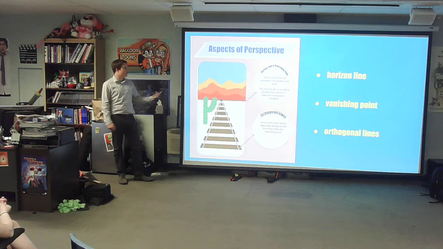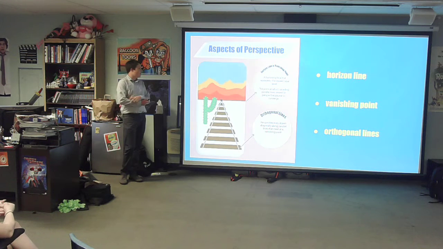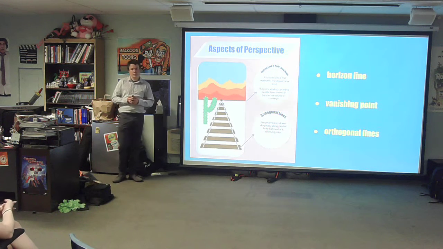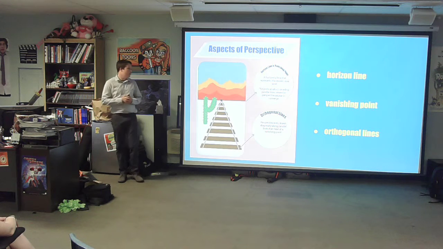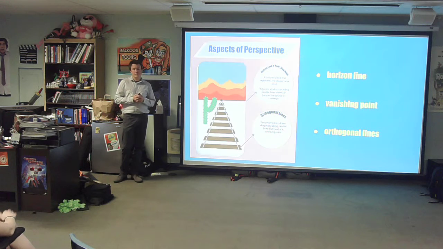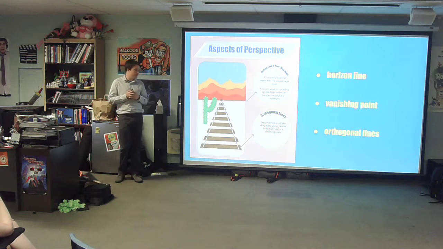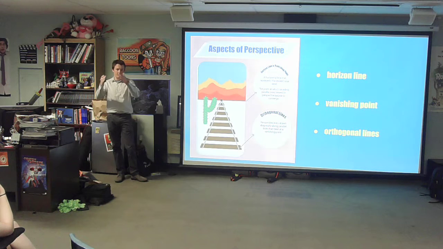As seen in my infographic, I chose three main aspects of perspective, one being the horizon line, which is basically just the eye level of the viewer. There's also the vanishing point, which is basically where your eyes go when looking at a perspective drawing, and that's where it really gives the image depth. And then orthogonal lines are the actual lines that lead into the vanishing point.